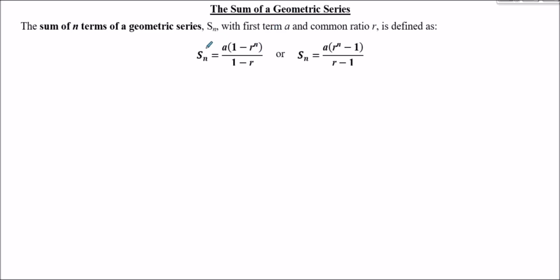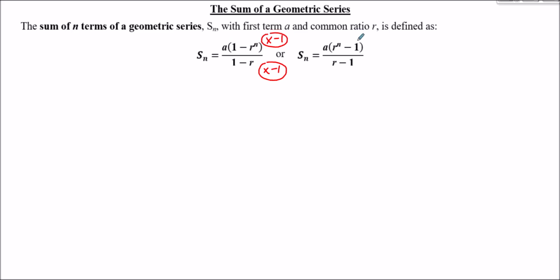For example, if I take this one here and multiply top and bottom by -1, then it just switches the sign of the denominator, so 1 minus r becomes r minus 1. And if I multiply this by -1, then I can just switch the sign of what's in the brackets.